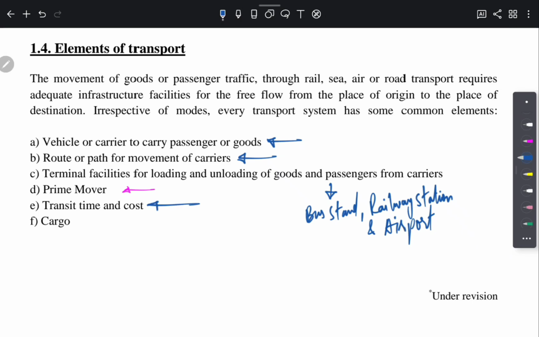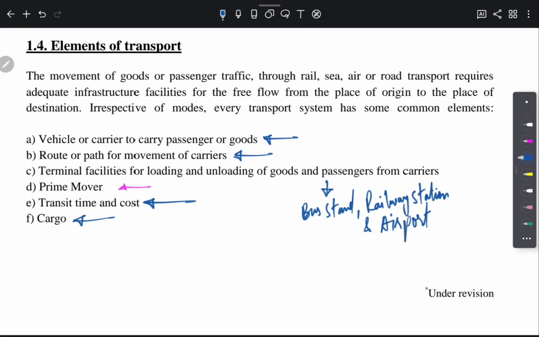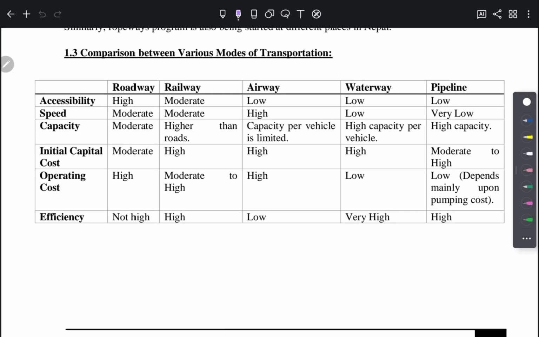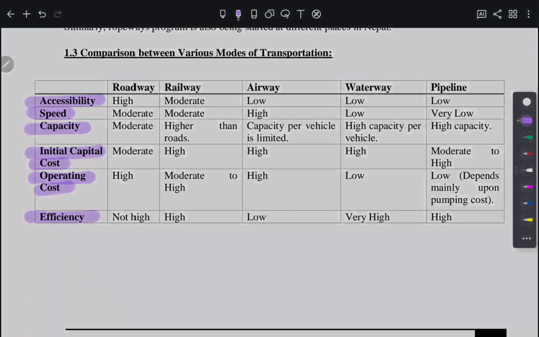All the three systems have their average transit time or average cost of construction, and all the three modes have cargo facilities. This is some basic comparison between various modes of transportation on parameters such as accessibility, speed, capacity, initial capital cost, operating cost, and their efficiency. So you can also read them for better understanding.